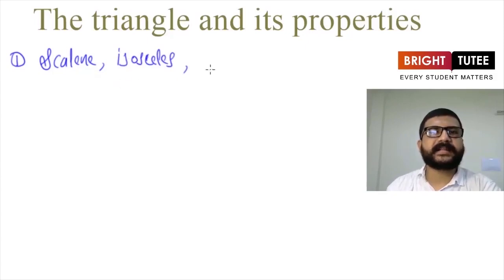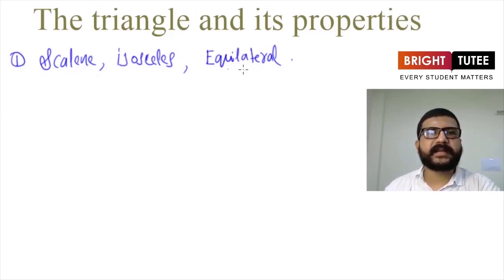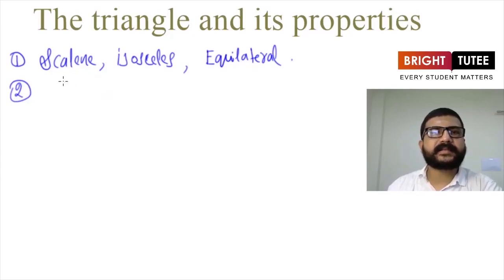And if all the three side lengths are equal, then it is equilateral triangle. So these are three categories of triangles on the basis of side lengths. Now let's see classification of triangles on the basis of their angles. If all the three angles are acute angles, then it is acute angled triangle.